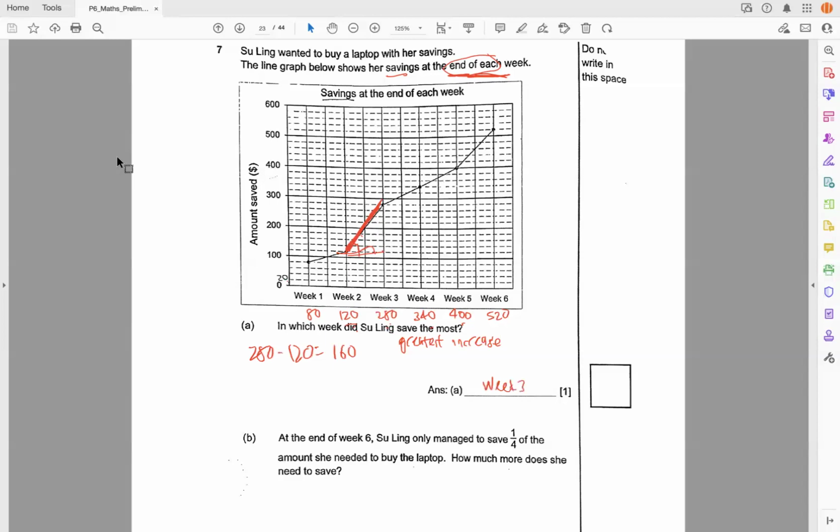Do not write week 2. Week 2 is the end of week 2. Week 3 is the end of week 3.